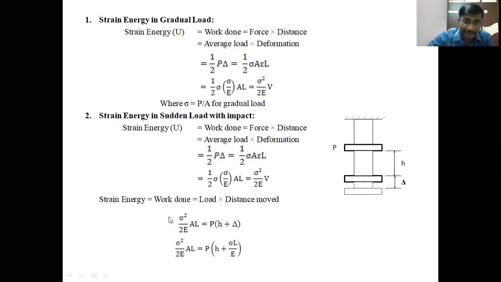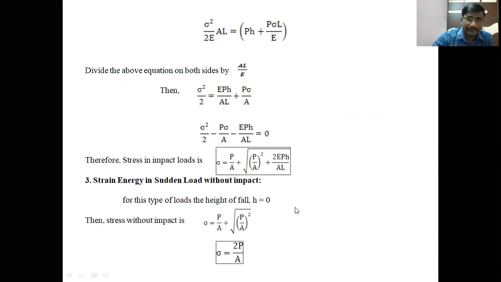This work done can be equated to the strain energy, sigma square by 2E into AL. So sigma square by 2E into AL is equal to P into h plus delta, where delta can be replaced by sigma L by E. Delta is the extended length. Delta is equal to stress by Young's modulus into actual length. Dear students, from this equation we can derive that, on the left hand side, sigma square by 2E into AL is equal to PH plus P sigma L by E. P is multiplied to both parameters.